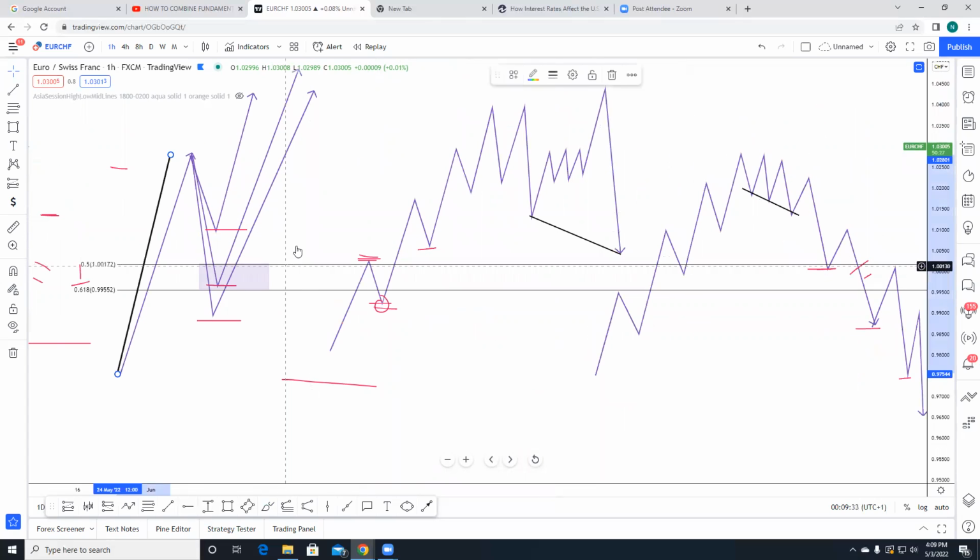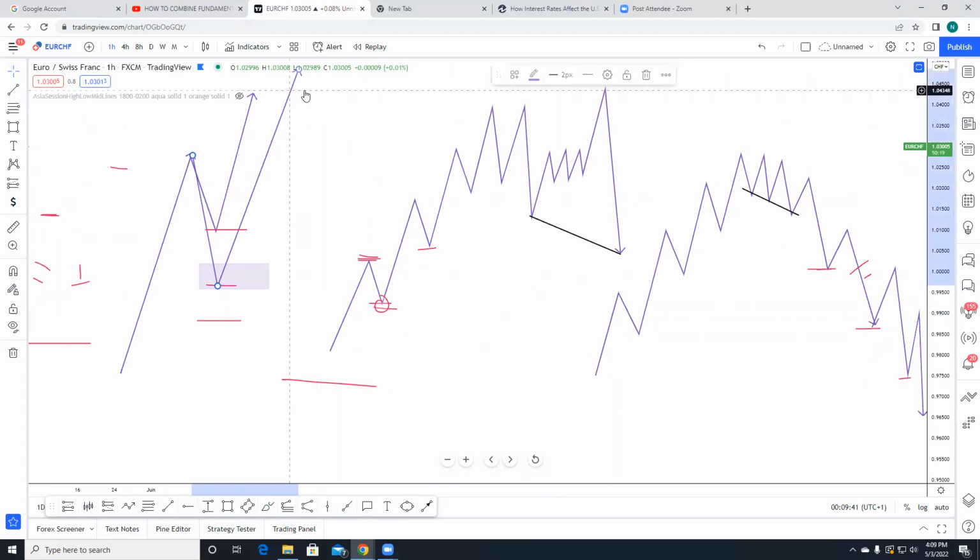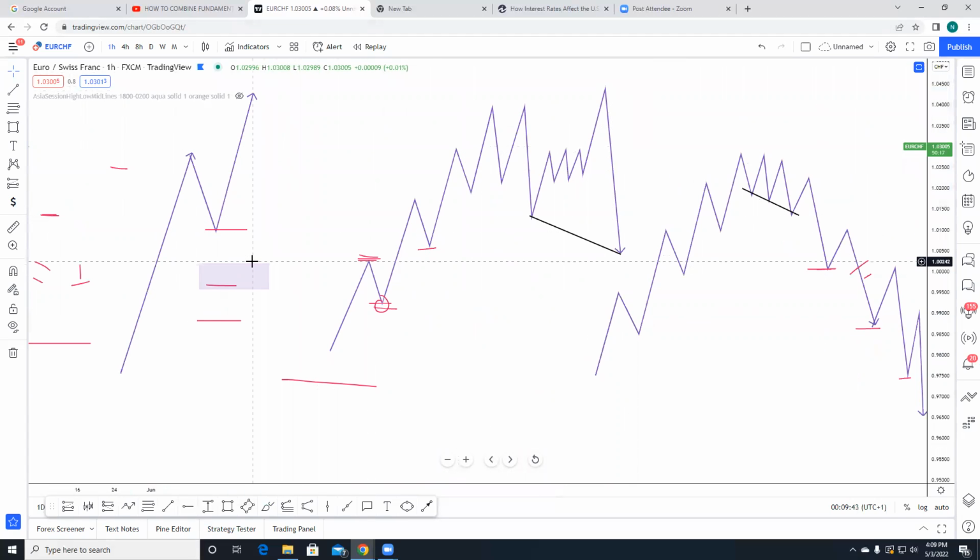All right, so let's clear this out. Give us space. So we understand what fib is all about now.